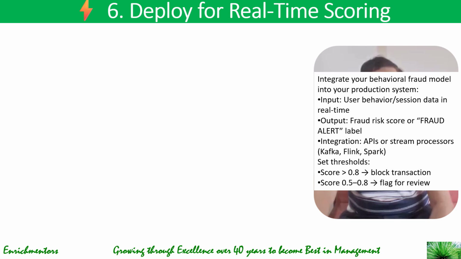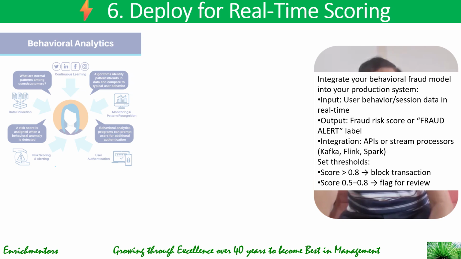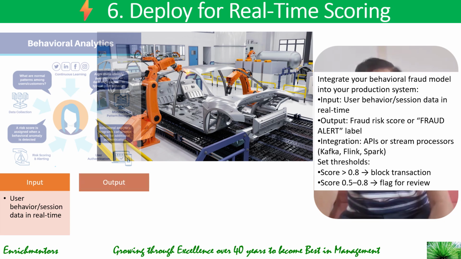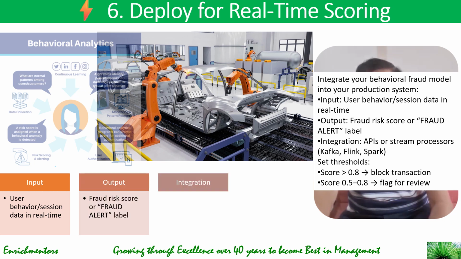Once you have figured that out, you can deploy for real-time scoring. You need to integrate your behavioral model into your production system. There your input would be user behaviors and session data in real time. Your output will be fraud risk scores or a fraud alert label. And for integration, you can use an API or stream processors like Kafka, Flink, or Spark.